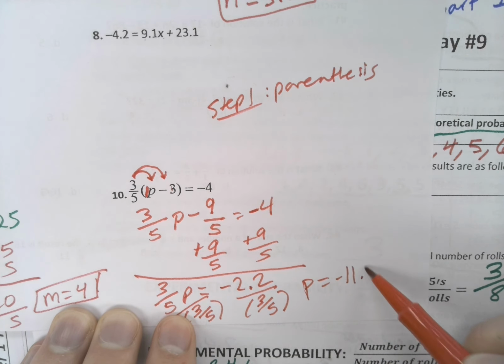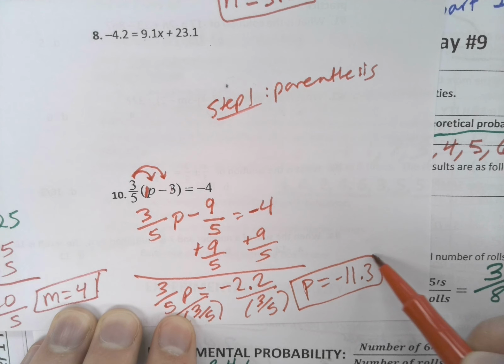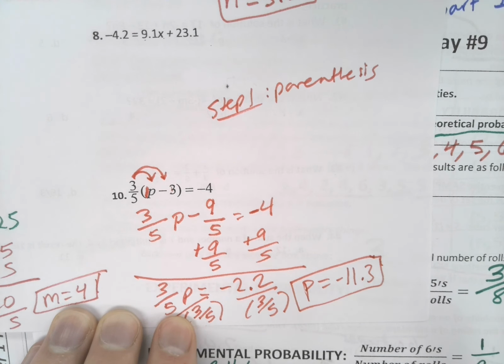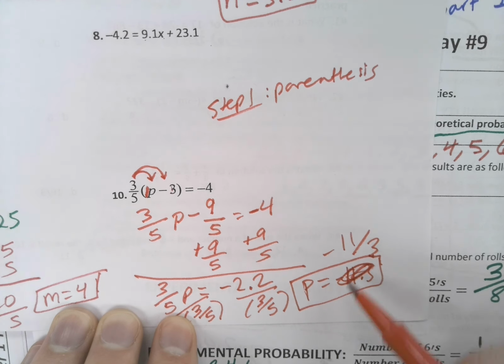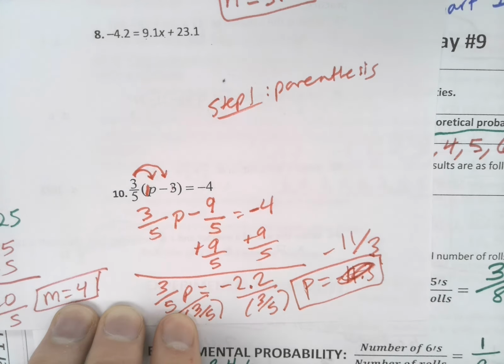Remember, we do not want our answer to be an infinite decimal. We can't work with that. Oh, I'm sorry. Ooh, I'm so sorry. Negative 11 over 3. Not negative 11.3.